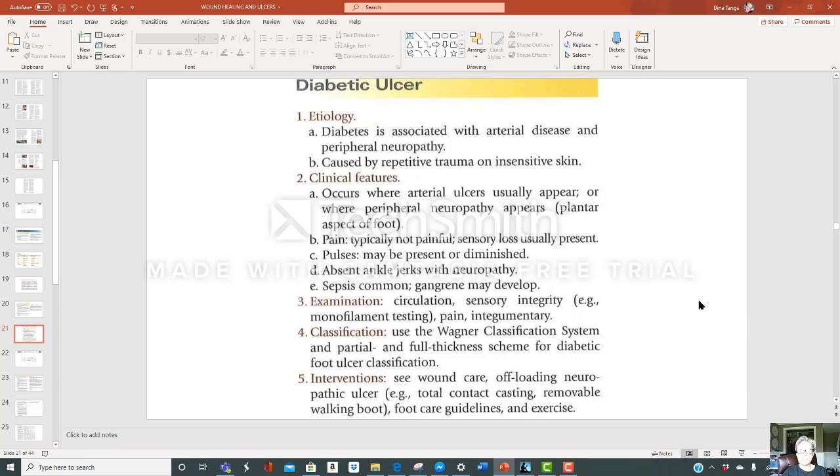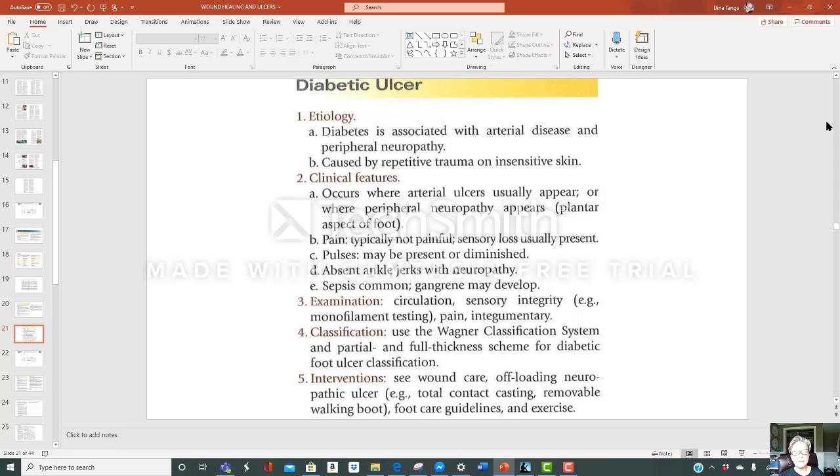Okay, diabetic ulcer. Etiology: diabetes is associated with arterial disease and peripheral neuropathy caused by repetitive trauma on insensitive skin. Clinical features: occurs where arterial ulcers usually appear or where peripheral neuropathy appears, plantar aspect of foot. Pain: typically not painful. Sensory loss usually present.